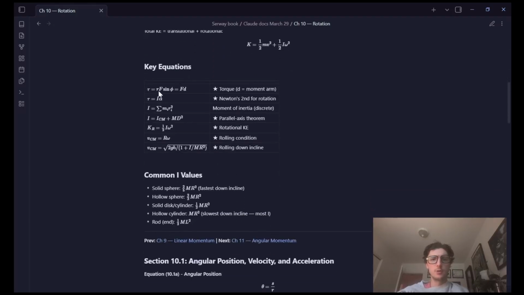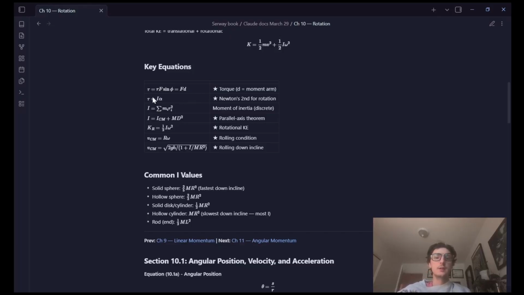Key equations. We've got torque. Here it is. Tau, Greek letter, is equal to r F sine theta. Don't worry about this if you haven't seen it too much before, but this sine theta also comes from the cross product, which is a multiplication between two vectors. In this case, r is a vector and F is a vector. So the cross product between those gives you the torque.